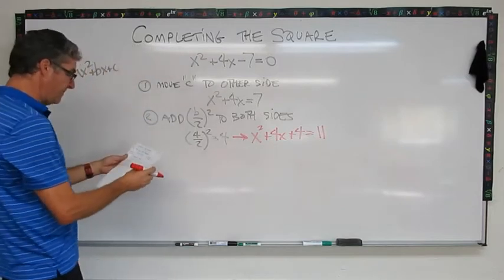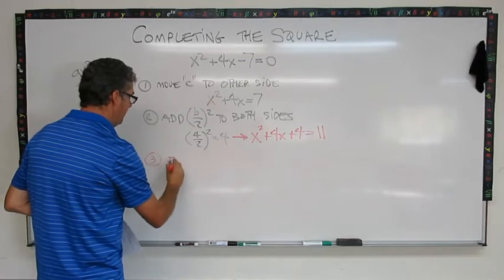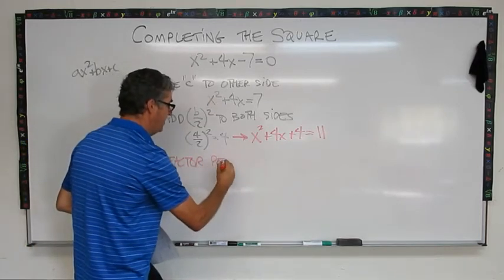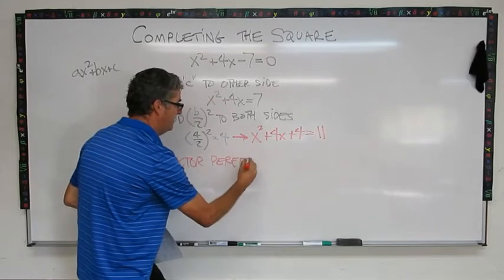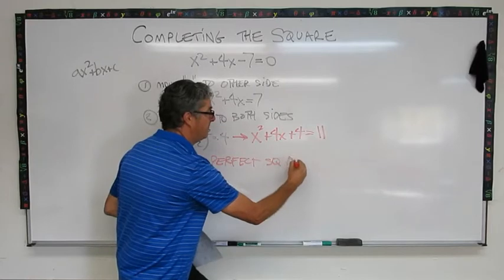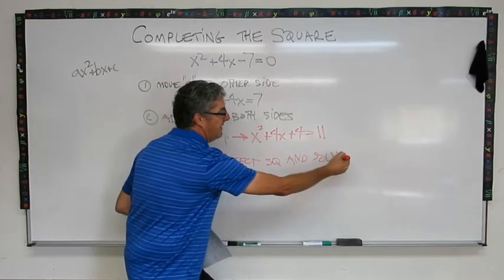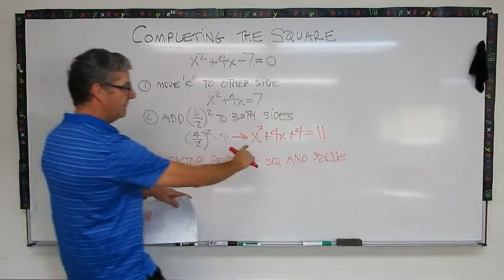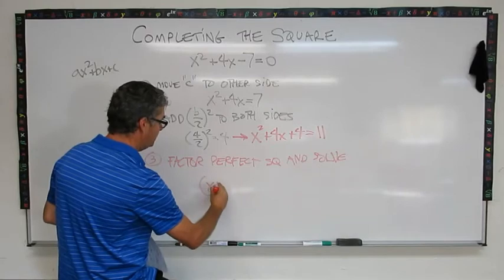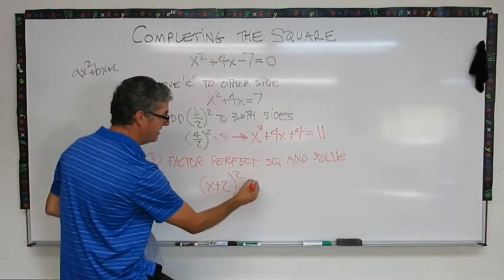So the third step is factor the perfect square and solve. If you remember your perfect squares, this is going to become (x plus 2) squared. And now we have equals 11.